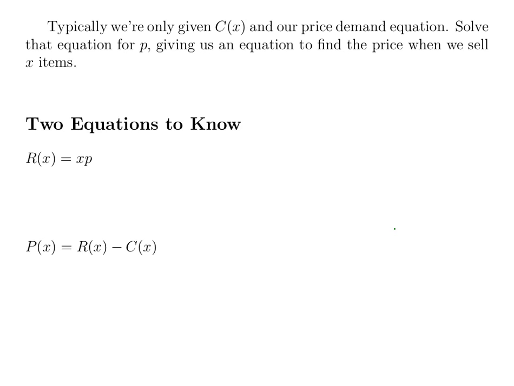So again, typically we're given C of X and our price-demand equation. If your price-demand equation isn't written like P equals something, with maybe an X in there, then solve it for P. Make it look like this. The reason we want to do that is so that we can use this little equation to find revenue. Revenue is really price times quantity. It's the number of things that we sell, which is X, multiplied by the price at which we sell those things for. That's going to tell us how much money we're making.